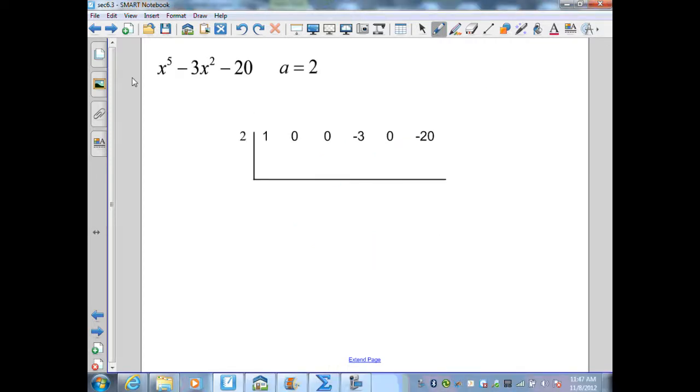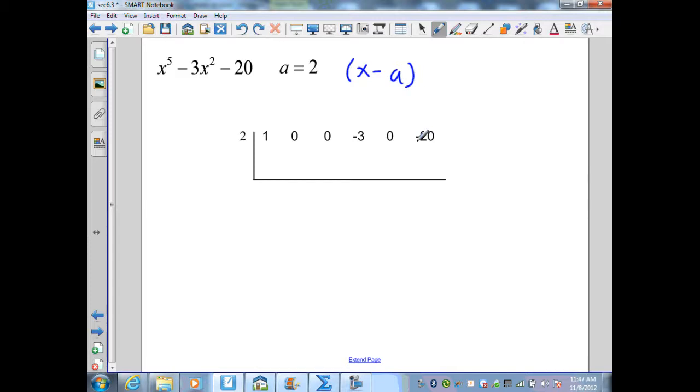Let's take a look at another example of using the remainder theorem to determine a solution. Here I have a equal 2. Recall our standard form is x minus a. They give us a. That's why I don't change the sign. Therefore, I just bring down the 2, and then I put in the coefficients.